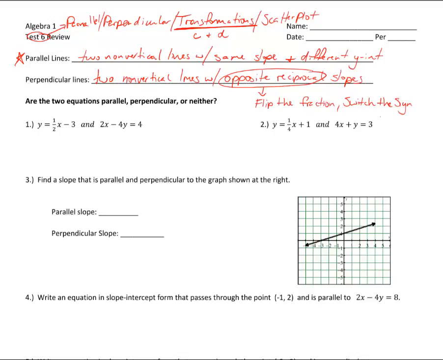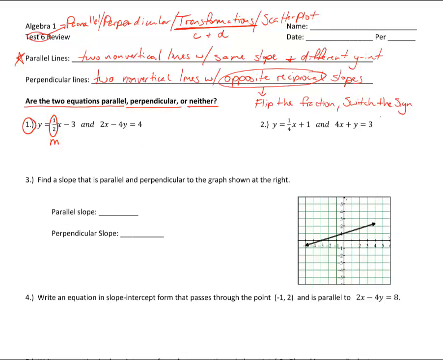Alright, let's go ahead and I'll do one with you. Read the instructions. Instructions are so important. Are the two equations parallel, perpendicular, or neither? If they're parallel, we need the same slope. This slope here is 1/2. That's the slope of the first equation, because it's mx plus b, and m is your slope. The other equation, 2x minus 4y equals 4, is not in this format. This is standard form, this is slope-intercept form. So we need to solve for y to get it that way.